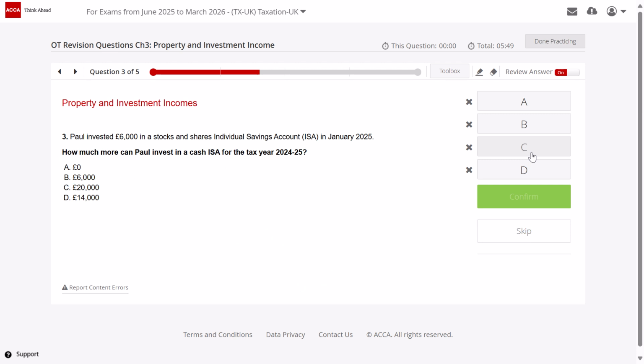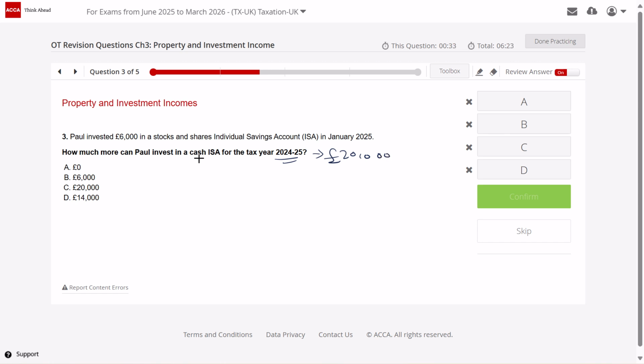Continue. Okay. Question 3. Paul invested 6,000 in stocks and shares ISA in Jan 2025. How much more can Paul invest in cash ISA for the tax year 24-25? Now, when I talk about tax year 24-25, every individual is eligible to invest up to 20,000 pounds in a tax year. Now, this can be in any combination, whether you invest in stocks and shares, whether you want to invest 100% in cash ISA, or whether you want to invest a combination, whatever percentage, it's perfectly fine.